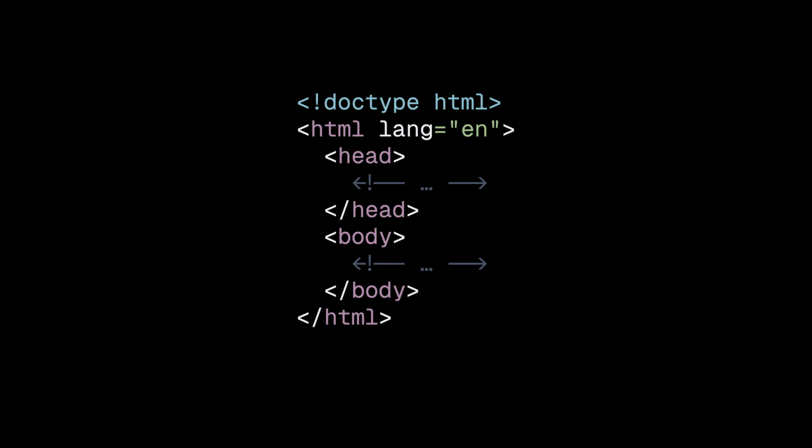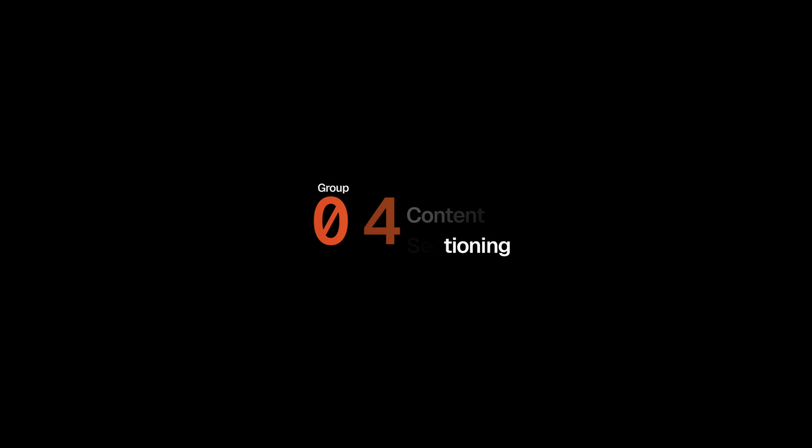Group 3 is titled sectioning root, because body represents the content of an HTML document. There can only be one such element in a document. Group 4 is titled content sectioning, because elements allow you to organize the document content into logical pieces.